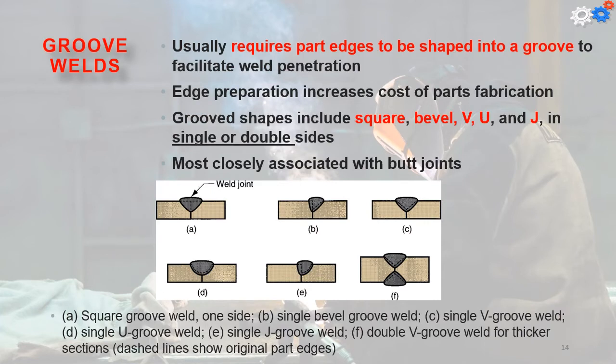Groove welds usually require part edges to be shaped into a groove to facilitate weld penetration. The edge preparation increases the cost of parts fabrication. The groove shapes include the square, the bevel, the V, the U, and the J. This can be done on single or double sides. Groove welds are most closely associated with butt joints.